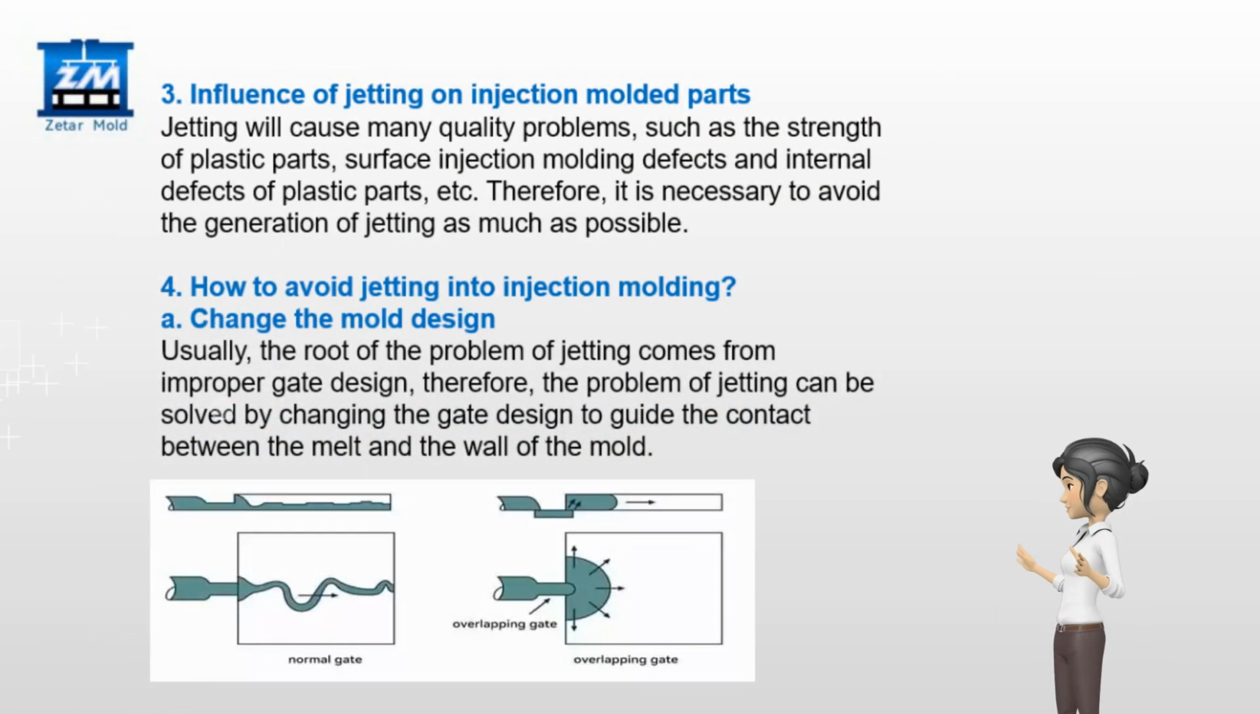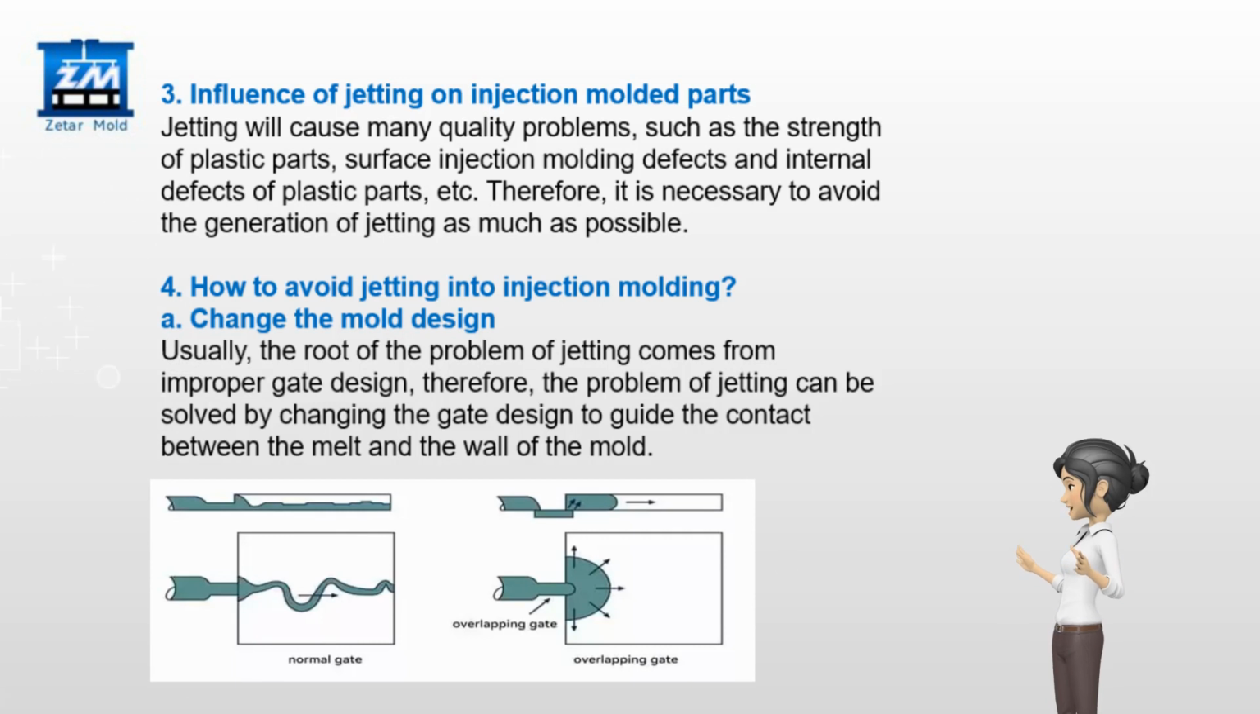After the plastic flows into the injection mold, the influence of jetting on injection molded parts: jetting will cause many quality problems, such as reduced strength of plastic parts, surface injection molding defects, and internal defects of plastic parts, etc. Therefore, it is necessary to avoid the generation of jetting as much as possible. How to avoid jetting in injection molding?